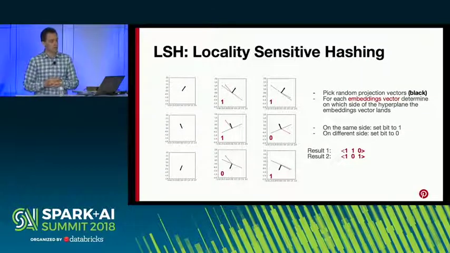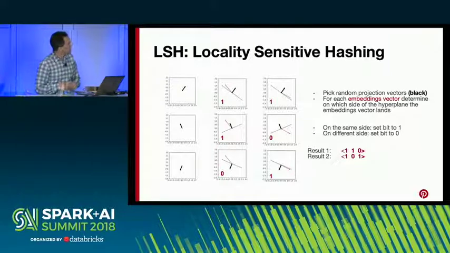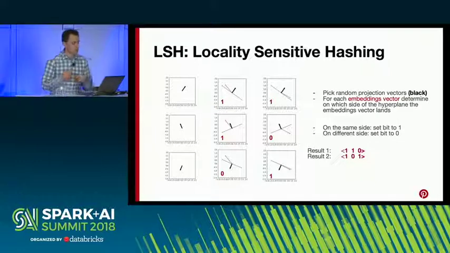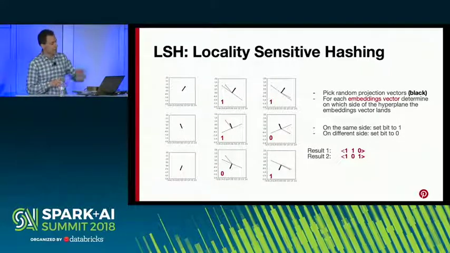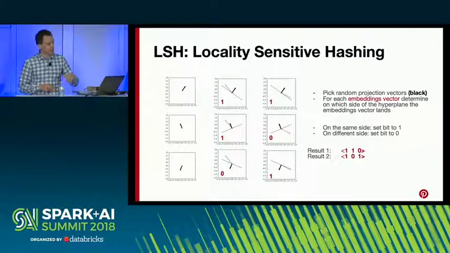So a quick example of how you can map regional embedded space into LSH terms. First, you have what we call random projections. These are the vectors in black. Of course, this is only two-dimensional space, but you can imagine a much higher dimensional space. And you select those ones.